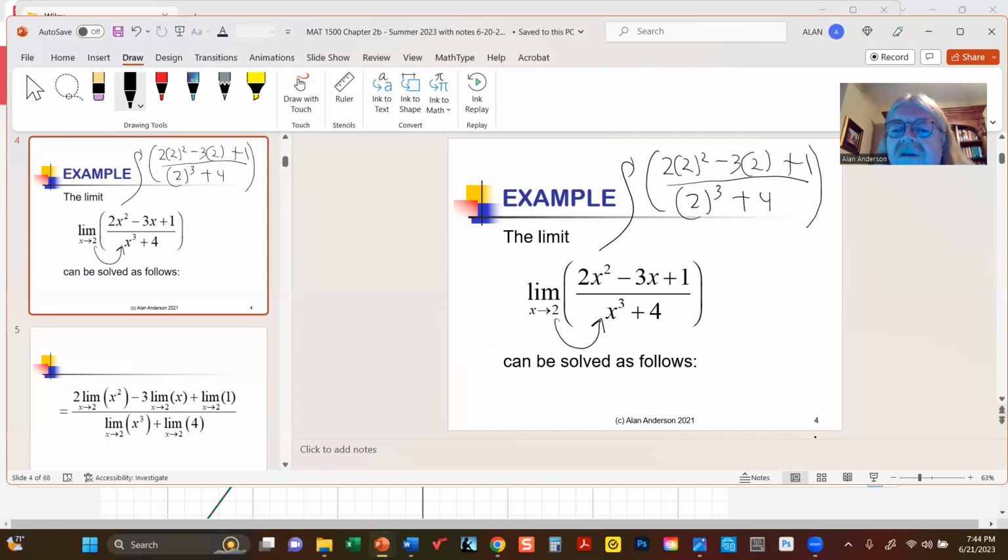Okay, so what do we have? We have 2 times 4, which is 8 minus 6 plus 1 over 8 plus 4, or 2 plus 1 over 12, 3/12, or just 1/4.